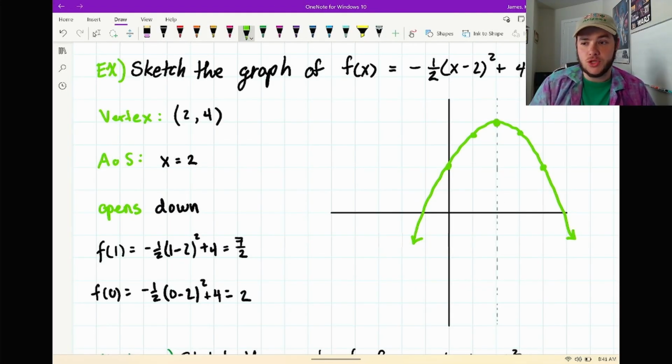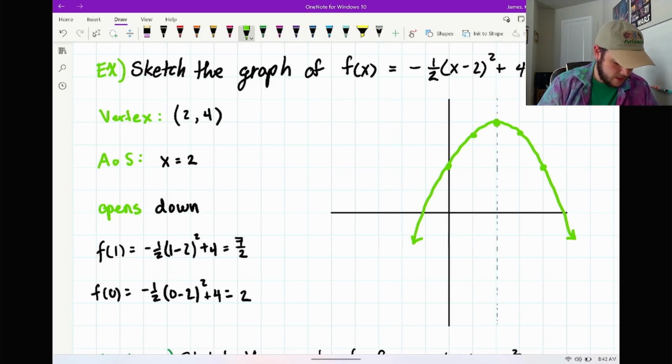The vertex is at 2, 4, and we can get that from our vertex form. The x-coordinate is the opposite of this negative 2, and the y-coordinate is this positive 4. The axis of symmetry is the vertical line that runs through that x-coordinate. Notice that I'm graphing it with a dashed line because it's not actually part of the graph, it's just a tool that helps us draw the graph. And this guy, I know, opens down because I've got a negative a value. From there, I just needed to plot a couple extra points. I plotted 1, 7/2 and 0, 2, and then used the axis of symmetry to get the points on the other side.